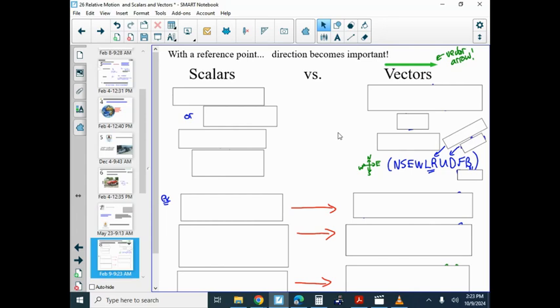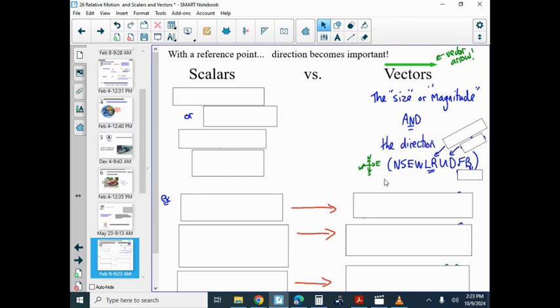So with reference points for things, directions become important. And so now it's time for us to talk about scalars versus vectors. Vectors have directions. They have a size and they have a direction, whereas scalars just have the size. Okay? Or the magnitude. Magnitude is another name for size of something.